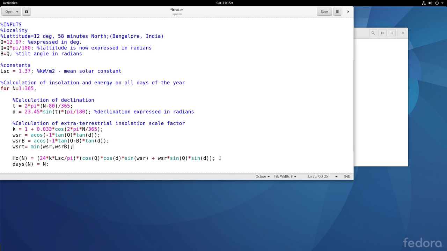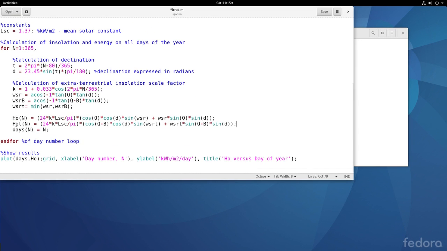Now next we will try to incorporate HOT. We have H naught. We will also obtain HOT, and that equation is like this: HOT is equal to 24 K LSE by pi cos(phi minus beta), written as Q minus B, cos delta sine omega SRT. This is the sunrise hour angle of the tilted surface, omega SRT sine(phi minus beta), written as Q minus B, into sine delta.